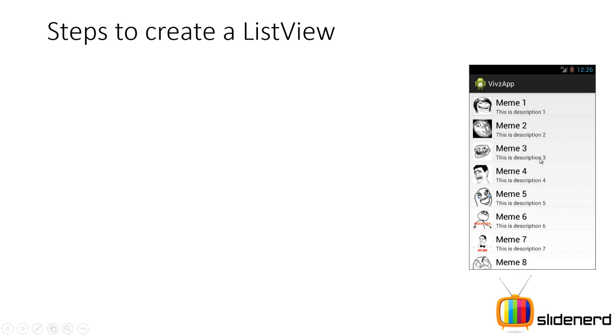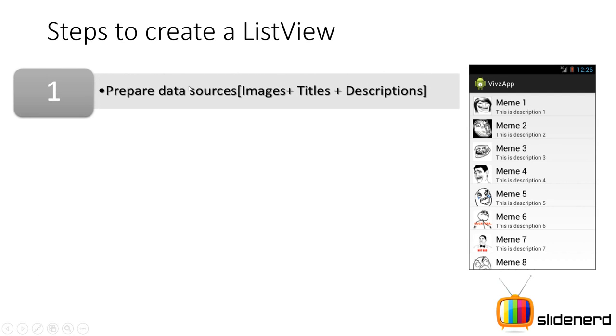Alright, so how do we make this list view? Very simple. Step 1. Prepare the data sources. Where do you store this image? Where will you store this title? And where will you store this description for all these rows that you see over here?